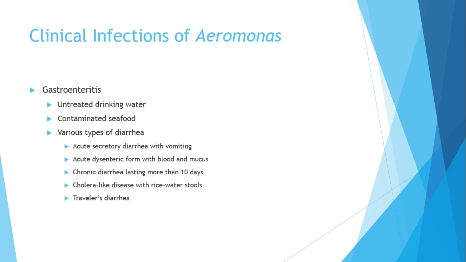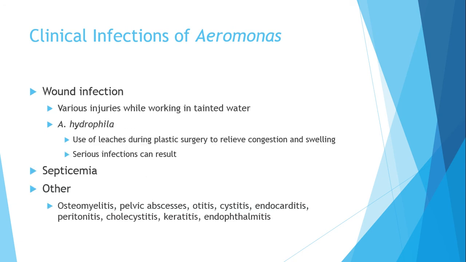It can also cause gastroenteritis. That's probably the leading infection that Aeromonas causes, from drinking water that's contaminated or seafood. And there are different types of diarrhea that you can see, but we're not going to learn about all the different types and how to distinguish between them. Diarrhea is diarrhea. You can also see wound infections with Aeromonas, and it's not very common, and it can have some really disastrous effects. It can cause tissue death.